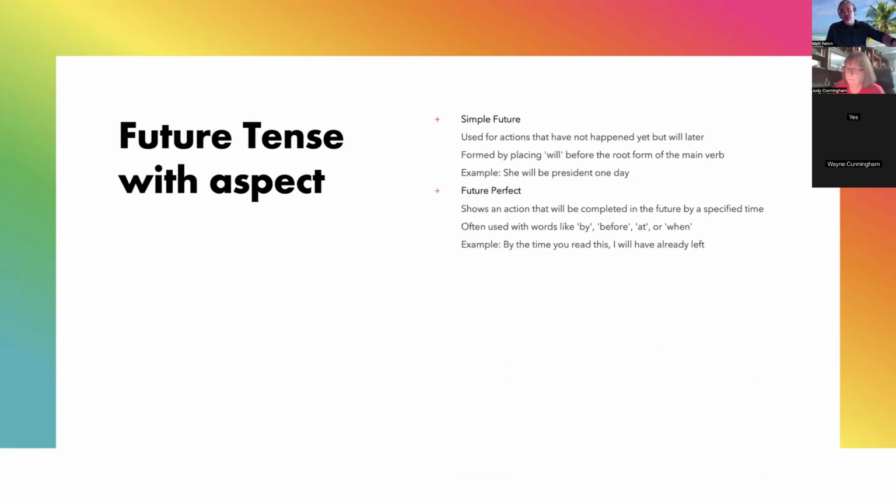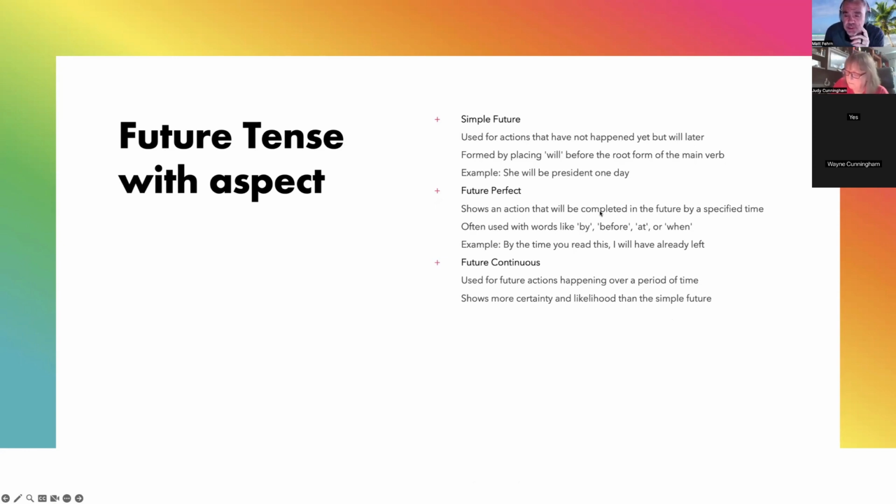So future tense, when we add that with aspect. Simple future is used for actions that have not happened yet, but will happen later. Again, generally it's by putting just will in front of the root verb. Future perfect shows an action that will be completed in the future by a specified time. And again, you use the words by, before, at, or when. So by the time you read this, I will have already left.